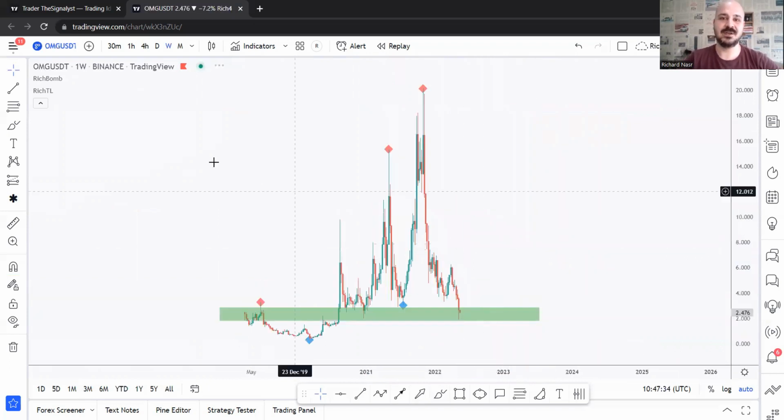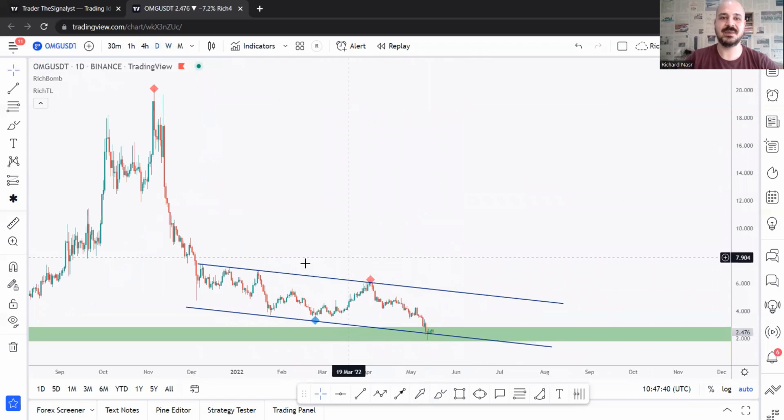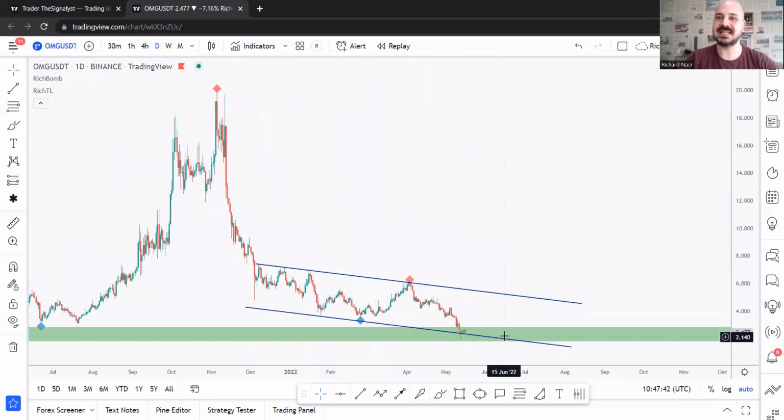Let's take one more example. We've got OMG, also approaching a support area from weekly time frame. If you zoom into daily time frame, we can see that we are now going flat, but it's flat in the shape of a falling channel. So we are still making lower highs and lower lows.